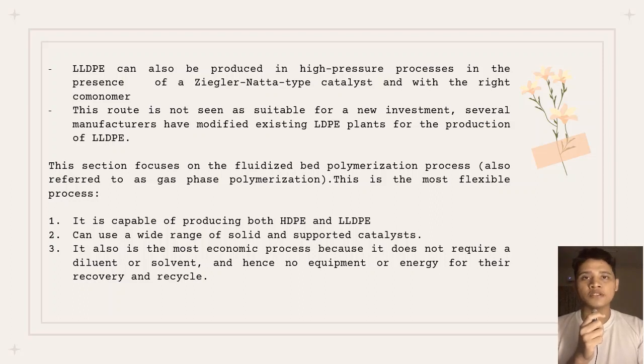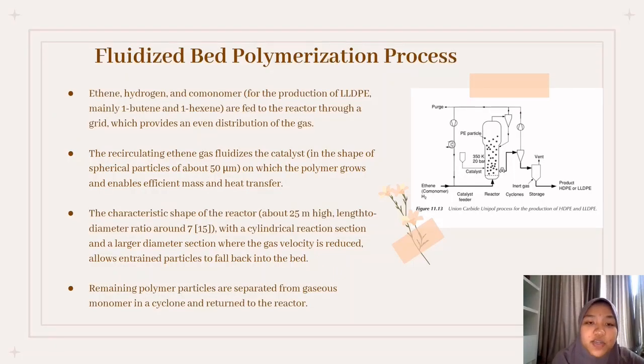This section focuses on the fluidized bed polymerization process, also referred to as gas phase polymerization. This is the most flexible process because it is capable of producing both HDPE and LLDPE and can use a wide range of solid and supported catalysts. It is also the most economic process because it does not require a diluent or solvent and hence no equipment or energy for their recovery and recycle. Next, for the fluidized bed polymerization process, Figure 11.13 shows a flow scheme of a fluidized bed process.